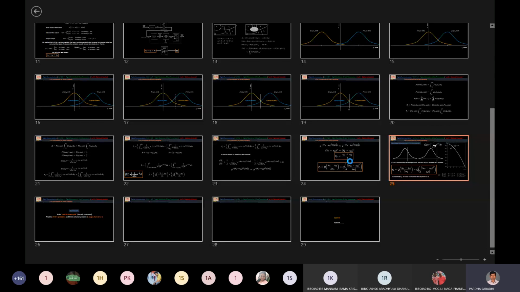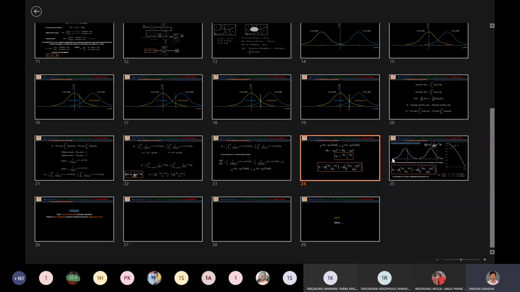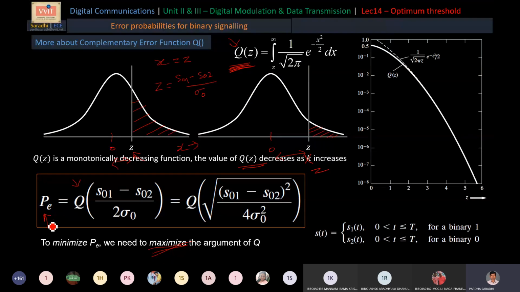This is how the threshold voltage is determined. It is the average of the voltages used to represent bit 1 and bit 0. And next, we can talk about the probability of error: when it will get minimized, when it will get maximized, and what we need to do if we want to minimize it. Are you able to follow this? Now this optimal threshold will definitely minimize the probability of error, but that is still not sufficient. We need to go for some other methods that we will discuss later on.